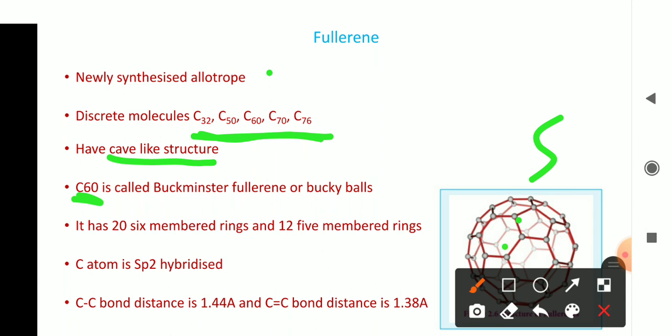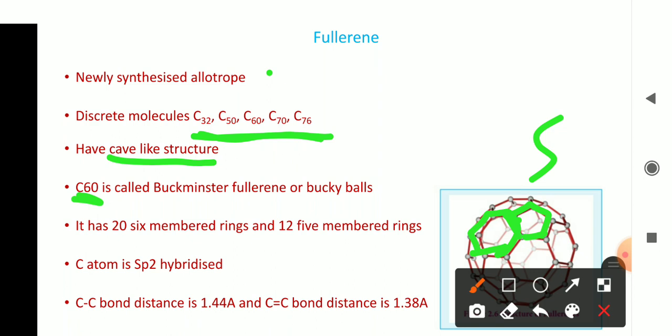See here, this is the 6-membered ring, and 12 5-membered rings. This is the 5-membered ring. Okay, so there are 2 types of rings present in fullerene. Those are 6-membered as well as 5-membered. In the case of C60, 20 6-membered rings and 12 5-membered rings are present.